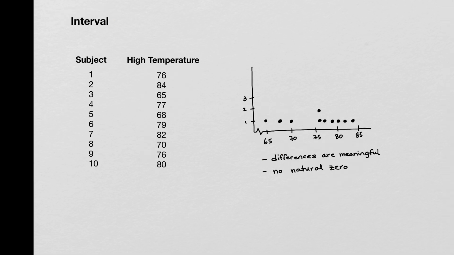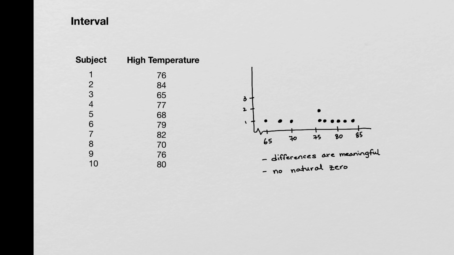Next, we have interval. So I've depicted this a little bit different because now we've crossed over to quantitative values. So we have our subjects and we have what the high temperature was for, I don't know, some certain days or whatever the data is coming from. So we have different values, 76, 84, and so on. So numerical values, there's an order to them, but the differences are meaningful.